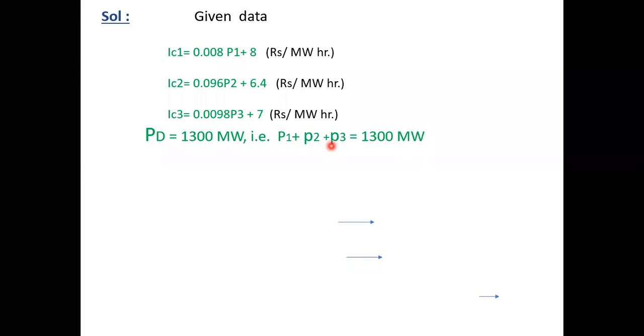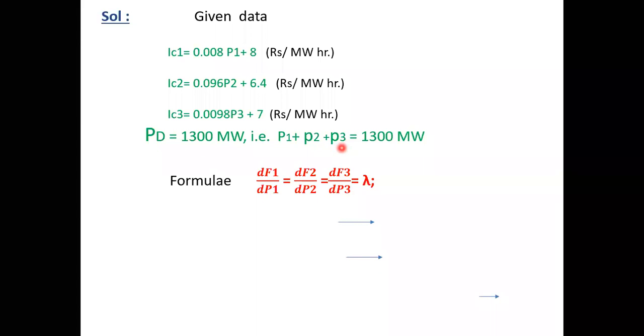So how can we find out? What is the formula? The formula is simple, same formula: df1 by dp1 is equal to df2 by dp2 is equal to df3 by dp3 is equal to lambda. Of course, here we don't know the value of lambda. So try to equate the first two terms, that is df1 by dp1 equals df2 by dp2. Then we will get one equation. Then again, equate these two terms, that is df2 by dp2 equals df3 by dp3. Then we will get one more equation.